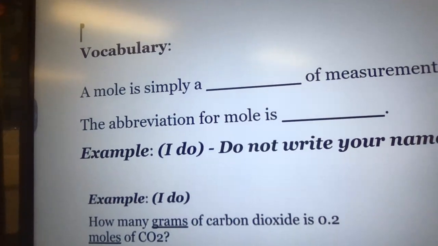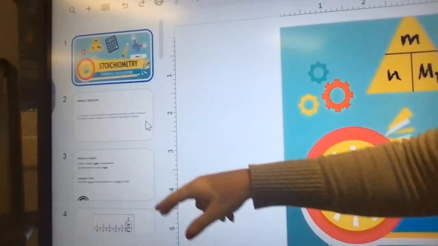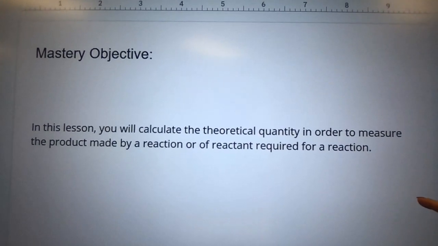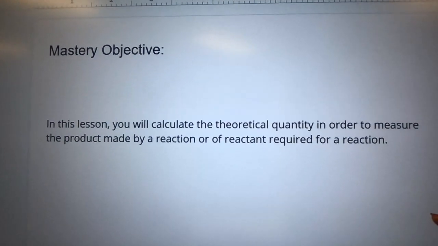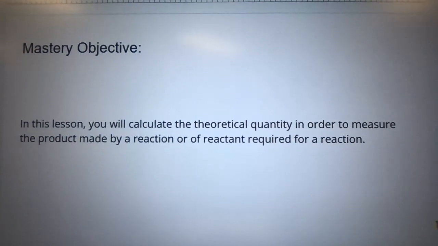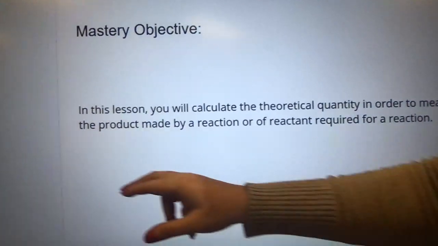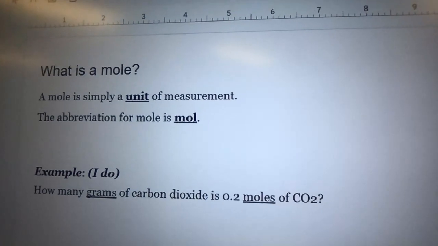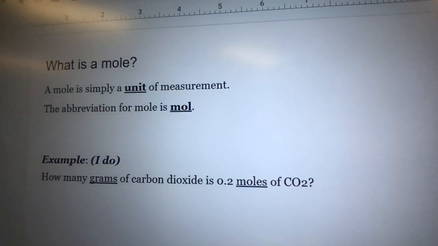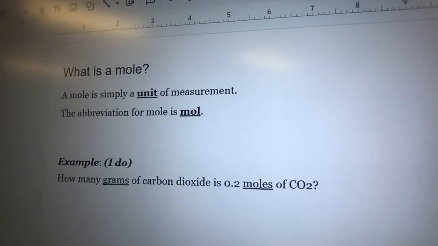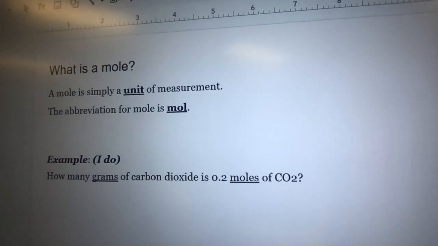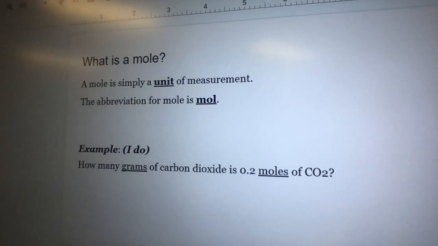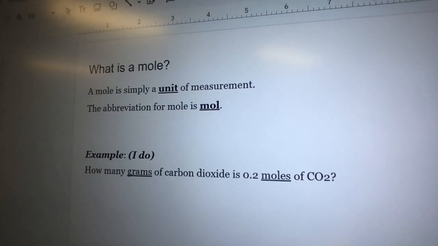When you go to your lesson, first of all, the objective: you're going to calculate the theoretical quantity in order to measure the product made by a reaction or of reactant required for a reaction. So when you go to your sheet, it asks you what is a mole. The mole is simply a unit of measurement. The abbreviation for mole is mol, M-O-L. The first example says, how many grams of carbon dioxide is 0.2 moles of carbon dioxide?